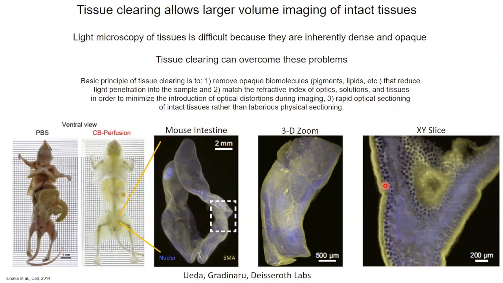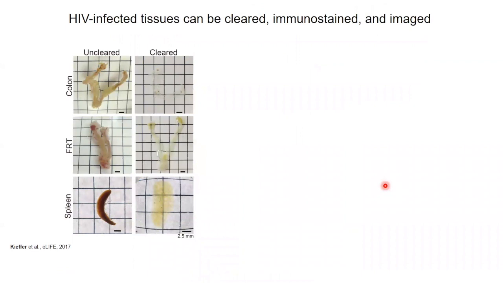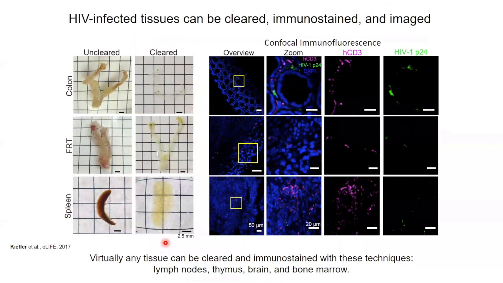A lot of this has been done at the whole animal level or at the entire brain organ level. What I did at the beginning of my postdoc was take HIV-infected animals, clear the tissues, immunostain them, and image them. Here you can see that we can take lymphoid organs such as the colon, the reproductive tract, or the spleen, and make them optically transparent. After molecular labeling, we can look at specific cell types present in the tissue. For example, here at the base of an intestinal crypt, you can see HIV positive cells in green and potential HIV target cells in magenta.